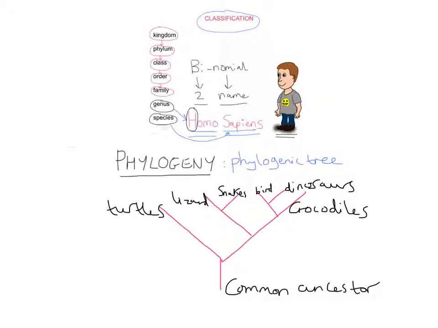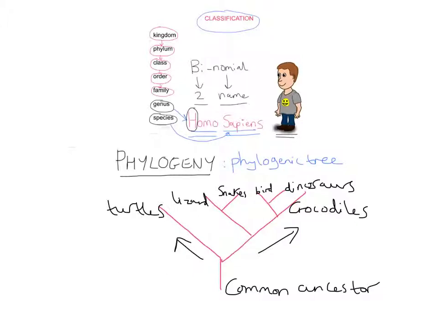Now, the closer a branch is to another, the closer that evolutionary relationship between the two. So we can see that turtles and crocodiles are going in completely opposite directions. You've got turtles going up here, crocodiles up here. And they're branching off and giving rise to different groups, if you like.